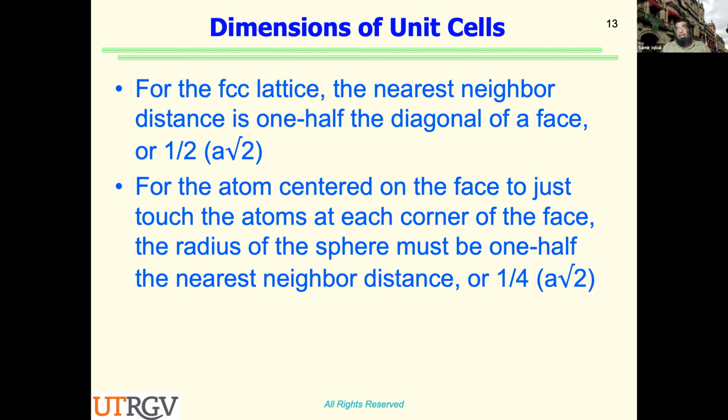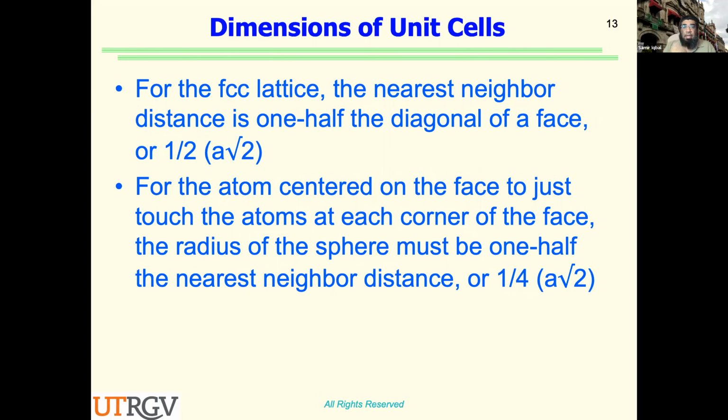And for the FCC, the nearest neighbor distance is 1/2 of the diagonal of a face. This is where you'll take just a right angle triangle. There are two right angle triangles on one face. You just take one of them and you see there are three atoms on the hypotenuse and one atom at the corner of height and base. So that simple trigonometry will give you the distance, which is half times a square root of 2.